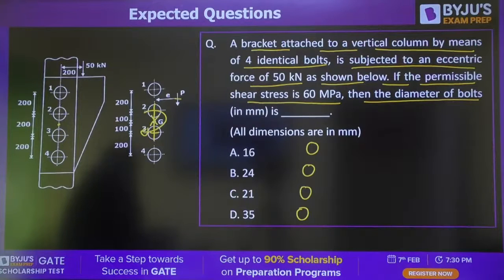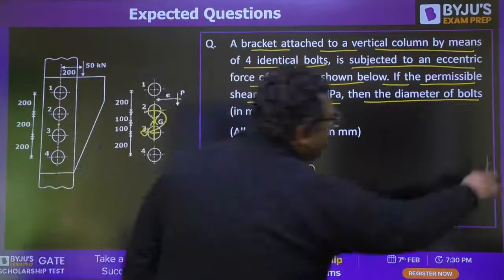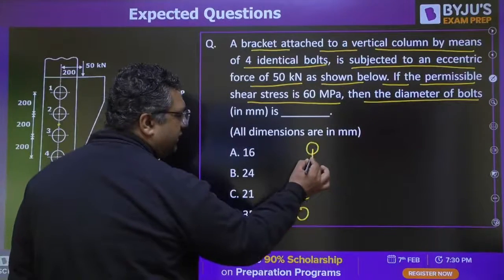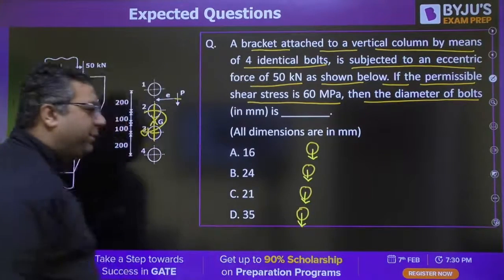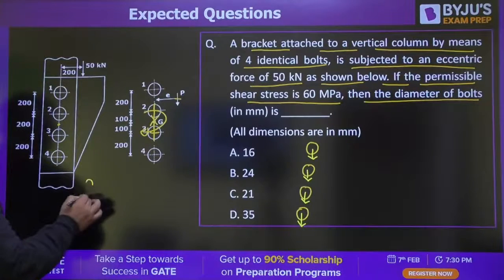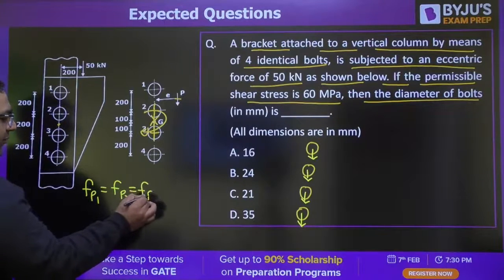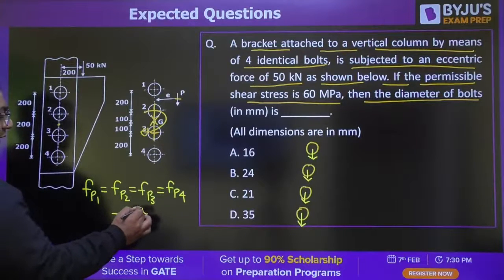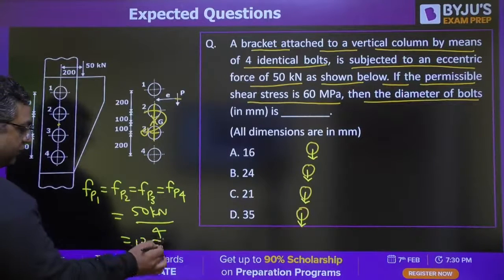If it is type 1 eccentric loading, how to solve this? For that, you will be making primary and secondary forces. Primary forces will be coming in downward direction like this, and all the primary forces will be equal. So you can write FP1 equals FP2 equals FP3 equals FP4, and they will be equal to 50 kilonewton divided by 4. It will be 12.5 kilonewtons.